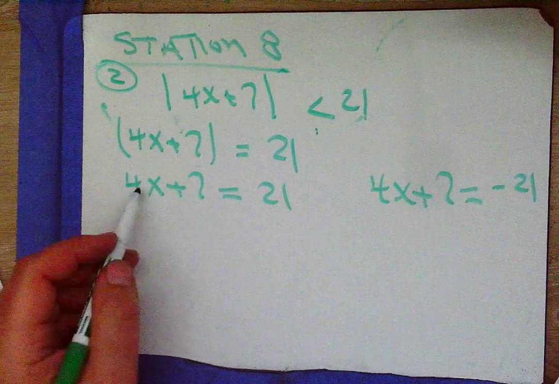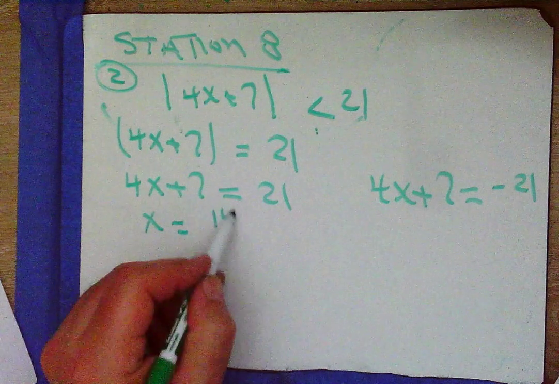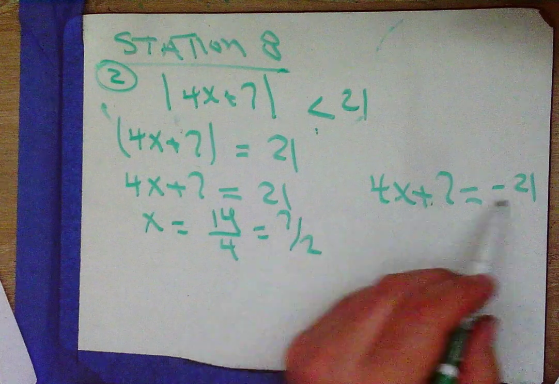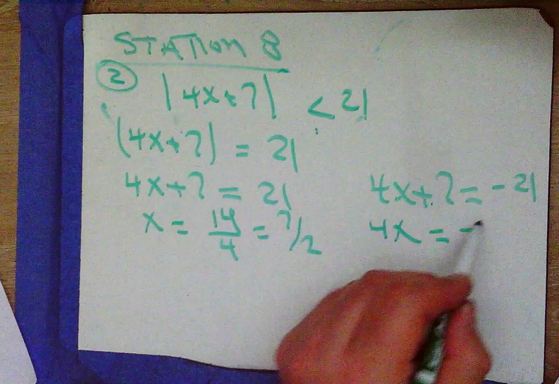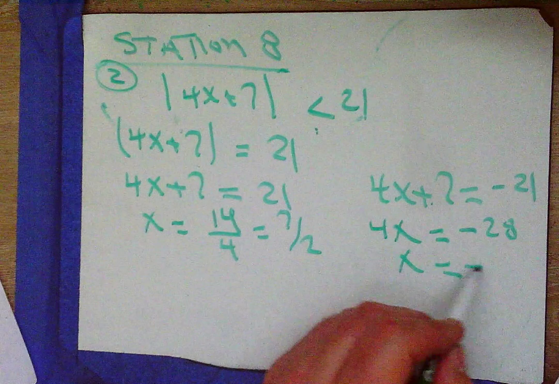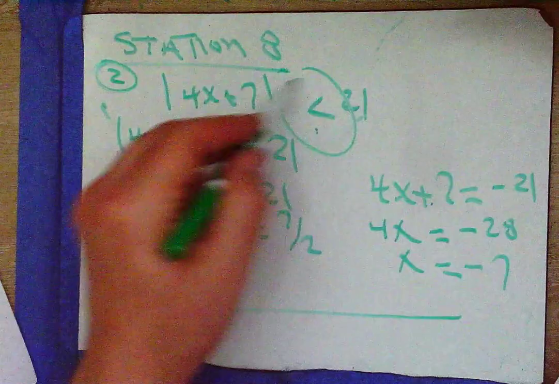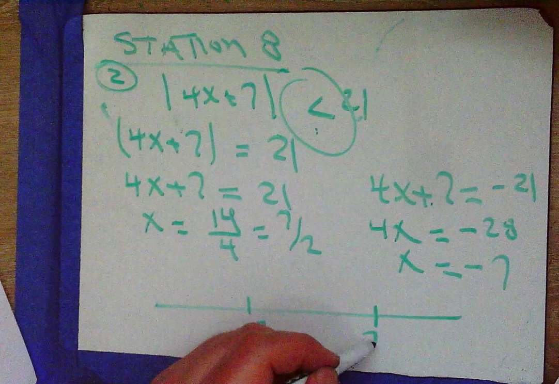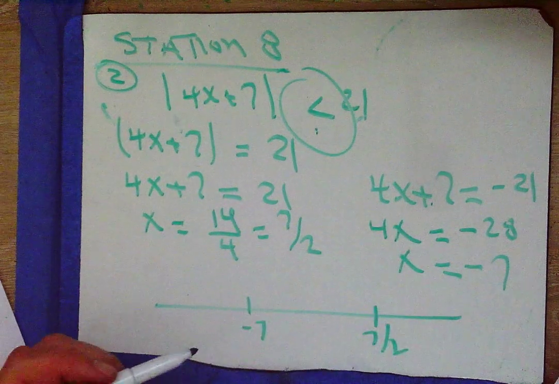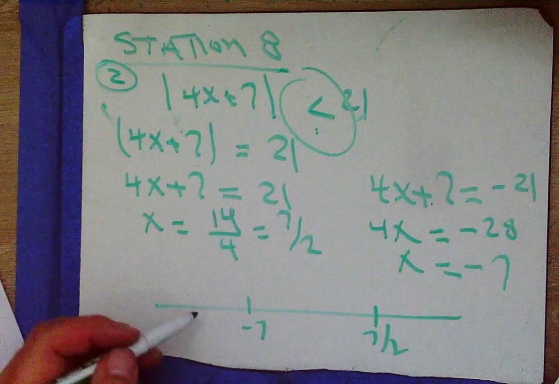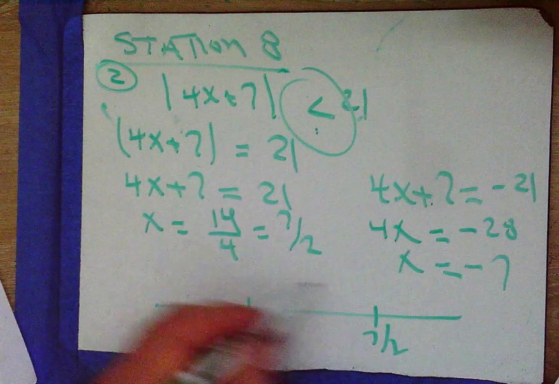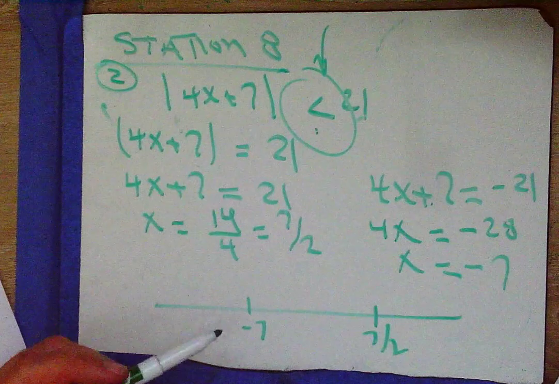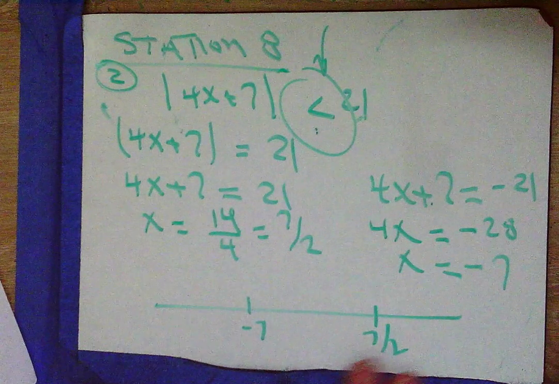Subtract 7, divide by 4, x equals 14 over 4, or 7/2. What about here? I'm going to subtract 7 and get 4x equals negative 28, or x equals negative 7. This is an inequality, so these aren't my answers. These are my critical numbers, negative 7 and positive 7/2. So we need to check values on each of these 1, 2, 3 intervals in the original inequality to see if each of these intervals is part of my answer.